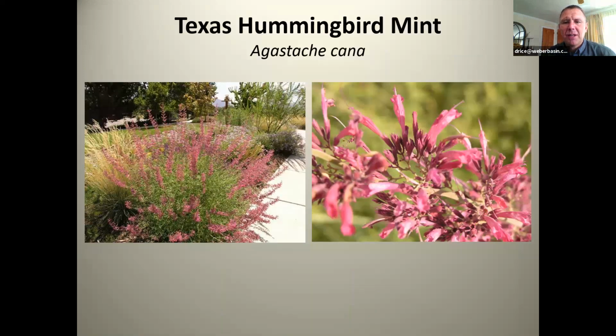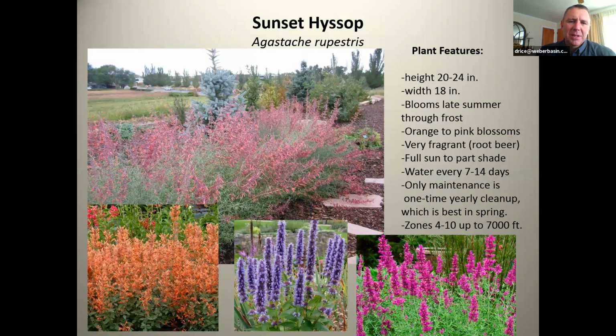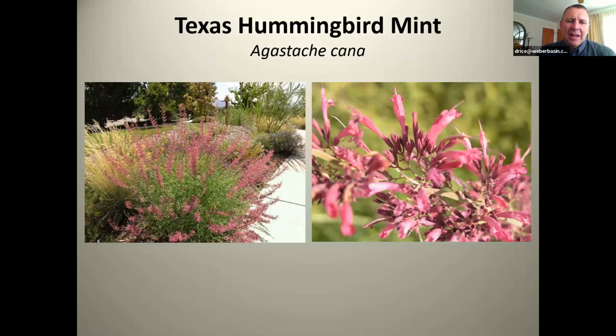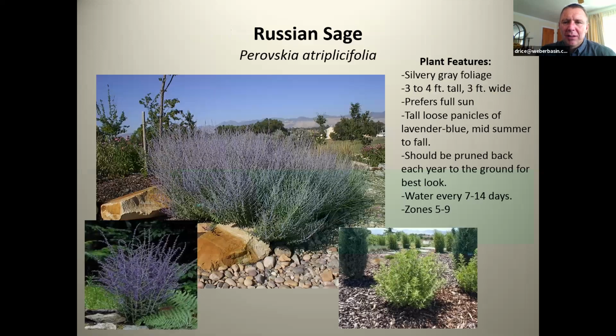Texas hummingbird mint. This one goes right along with the hyssops here. It's an Agastache cana. It's the same type of thing. The close-up of the flower, it's just another one of those hyssops that has a different name. Some of them are referred to as the mints, but they're not a true mint like the herb mint or the aggressive salvia mints that we have here.